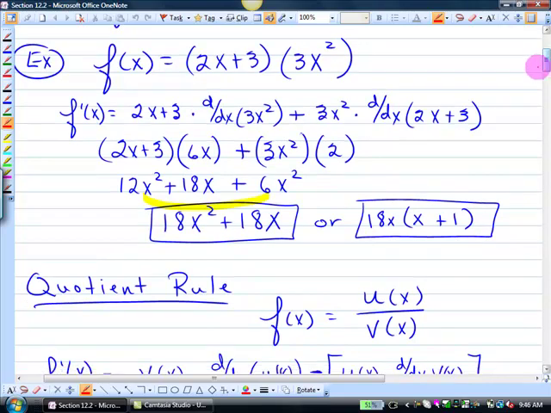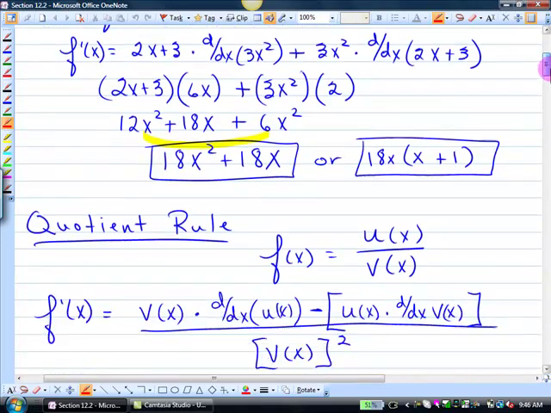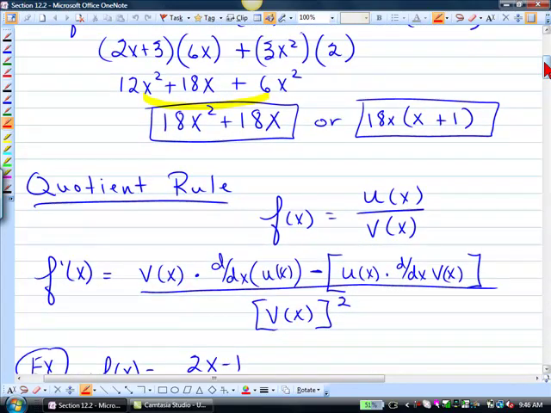All right, quotient rule. When you've got something that is a quotient and you have a u of x over a v of x. This rule is a little bit more complex, and order matters. If you do the order wrong, you'll get the wrong answer. It is the bottom times the derivative of the top minus the top times the derivative of the bottom. And order matters because you've got that minus there. All over the bottom squared.